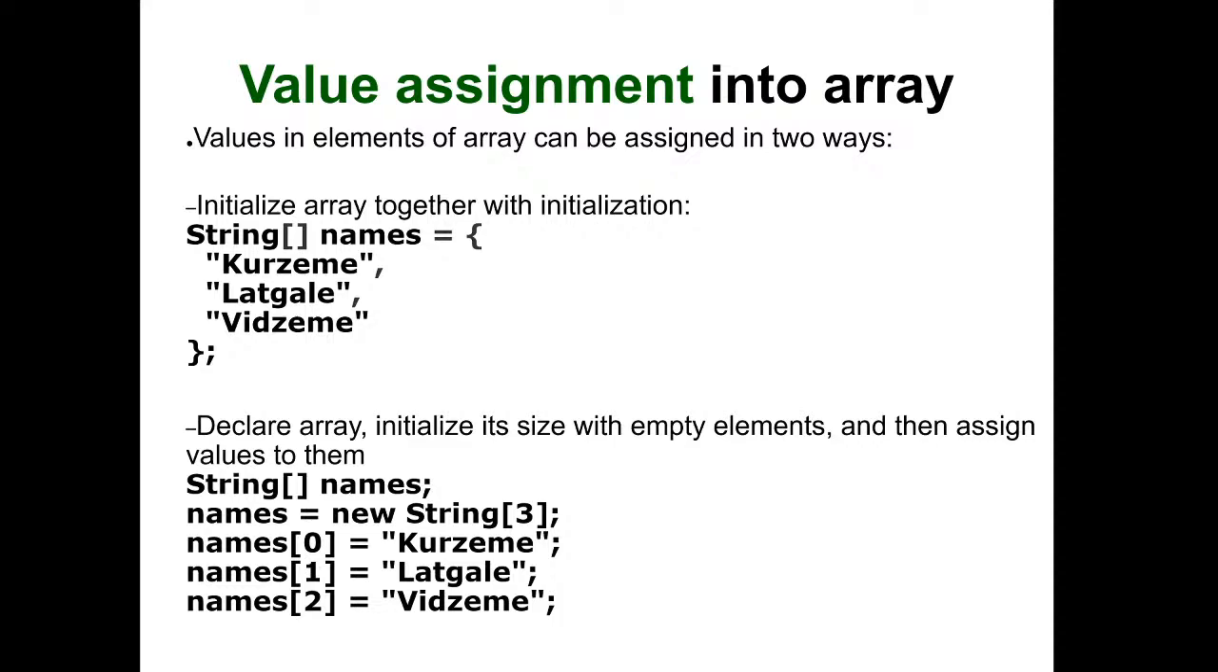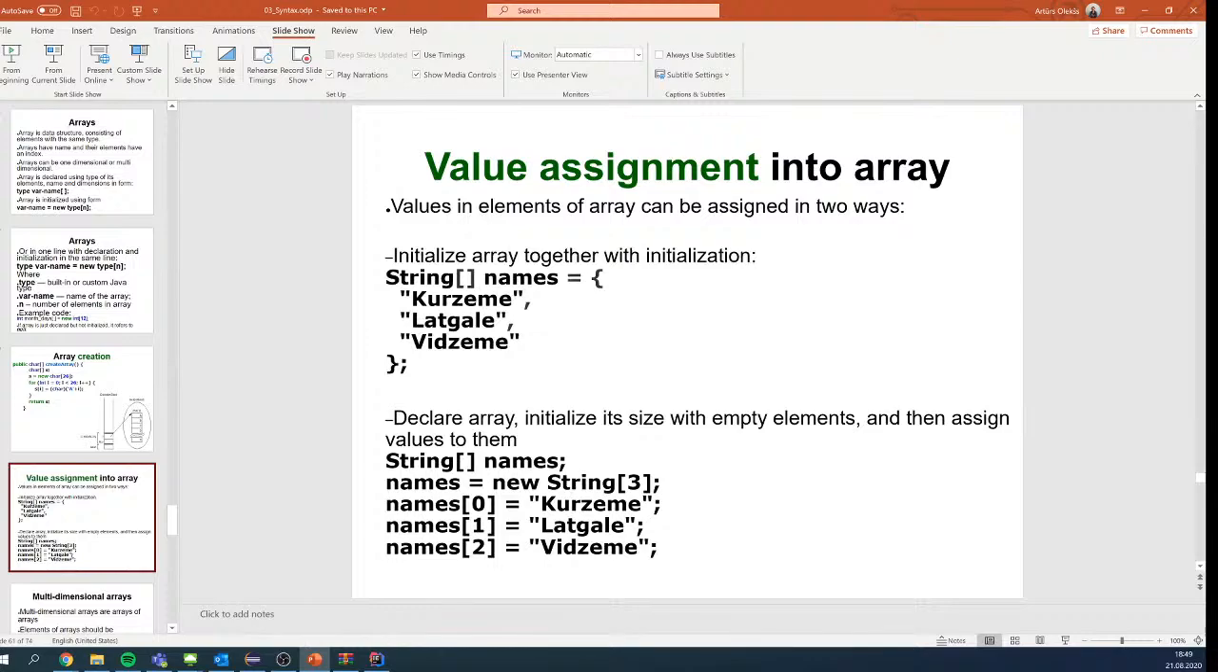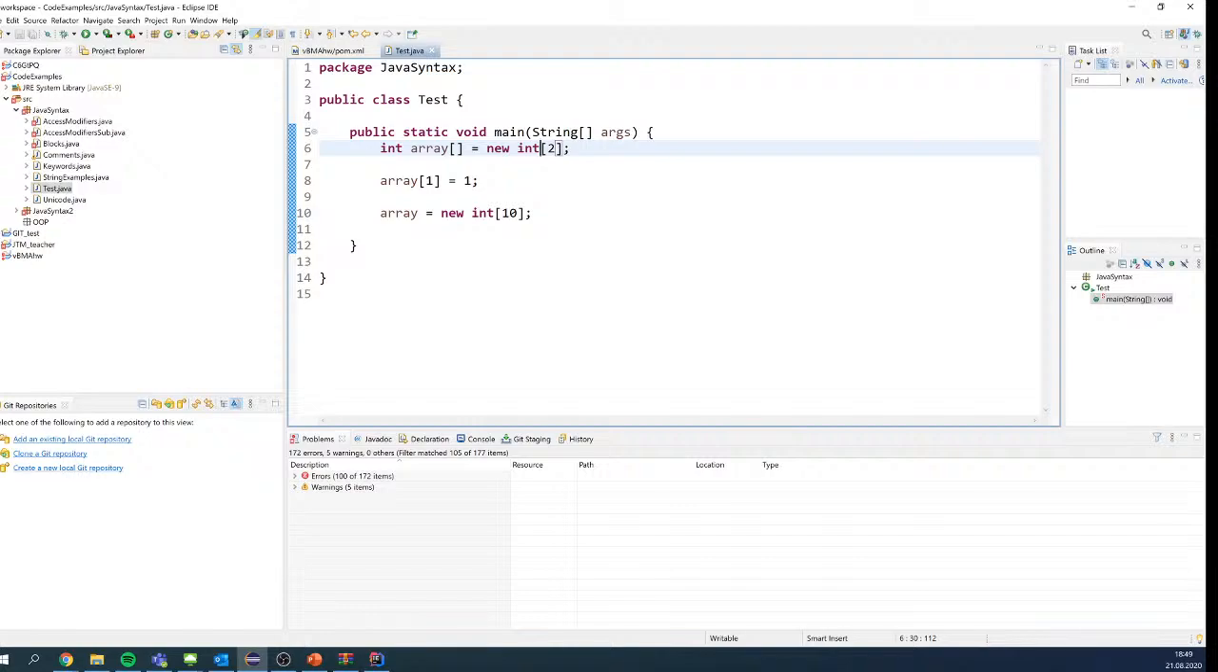So values in elements of array can be assigned in two ways. So maybe let's test both ways in Eclipse. I think this font should be good now, so I think there should be no complaint. I hope you can see it much better than previous time. And yes, let's just remove all the unneeded characters.